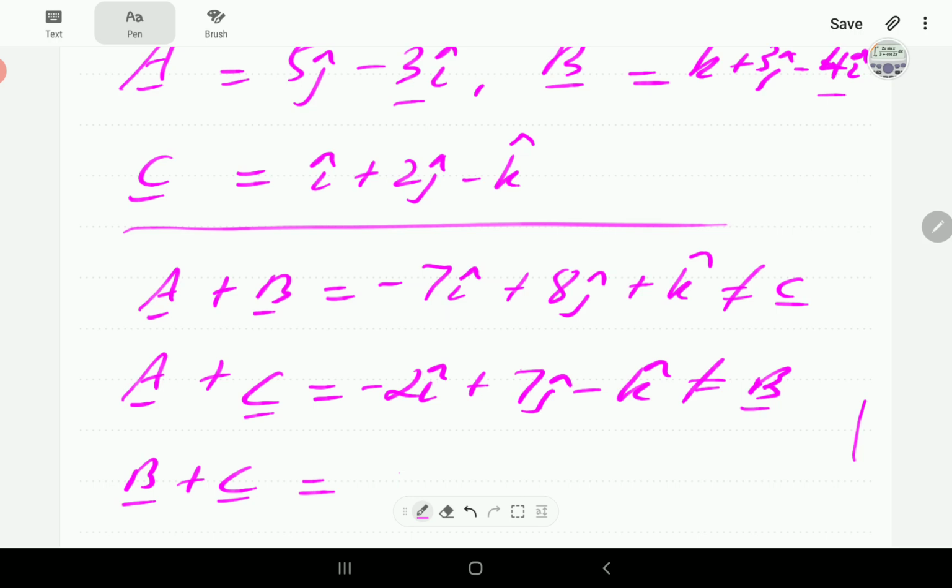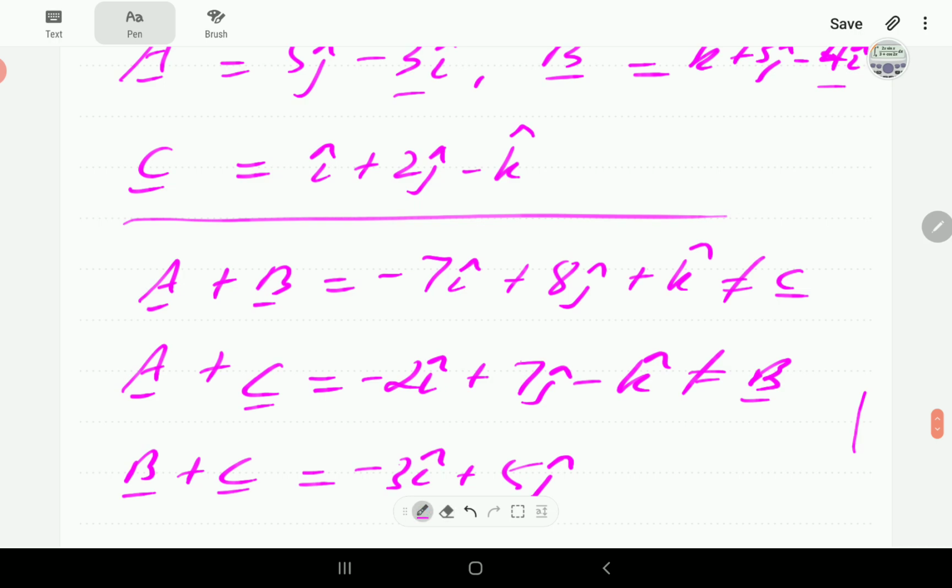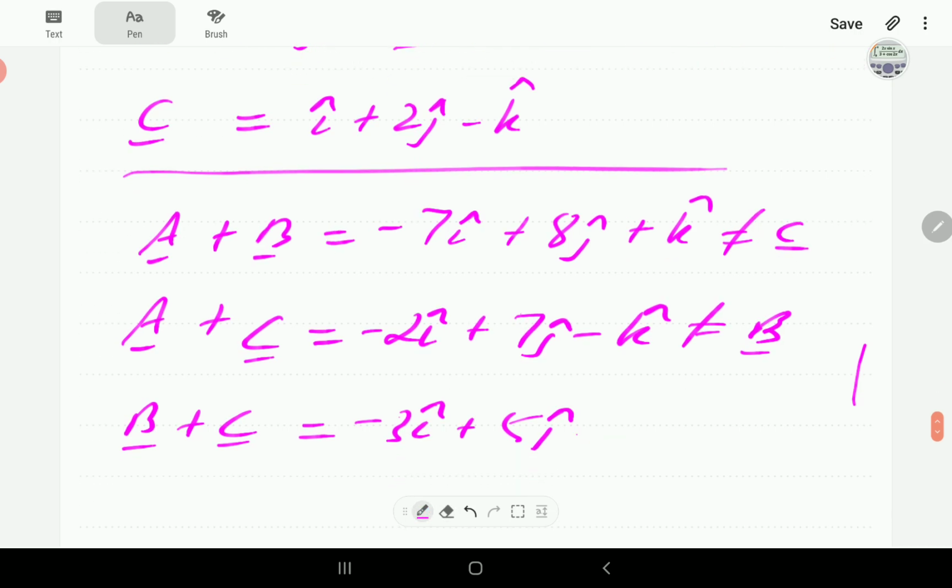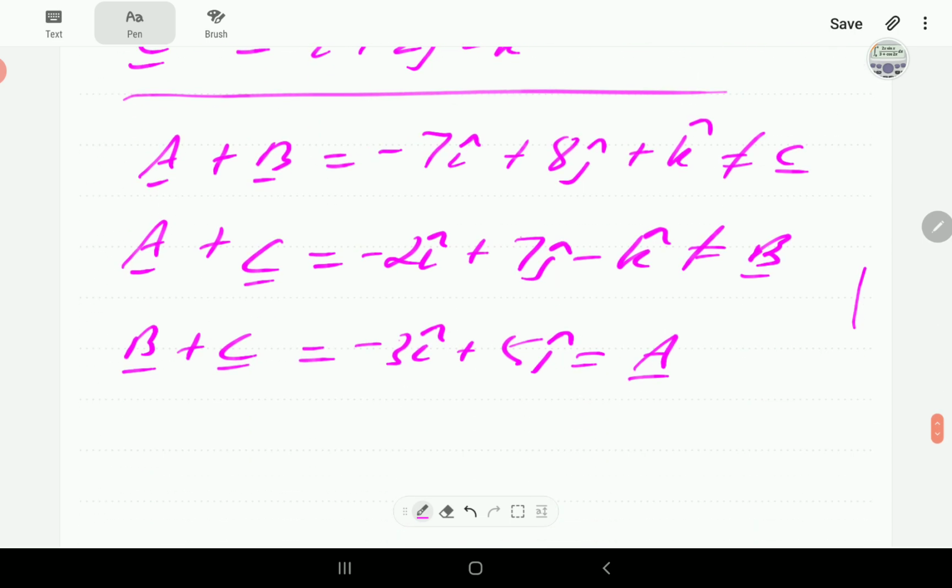Then finally we do B plus C. If you look at the i's, we got minus 4 plus 1, which is minus 3i. If you look at the j's, we got 3 plus 2, which is 5j. Looking at the k's, we got k minus k, which is zero. That's 5j minus 3i, and indeed this is equal to A. And so these vectors form a triangle.